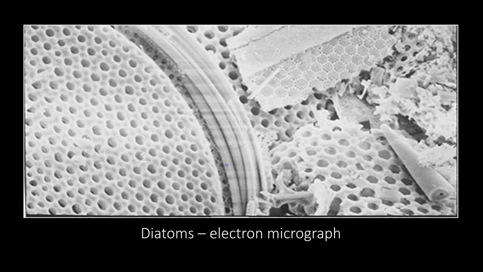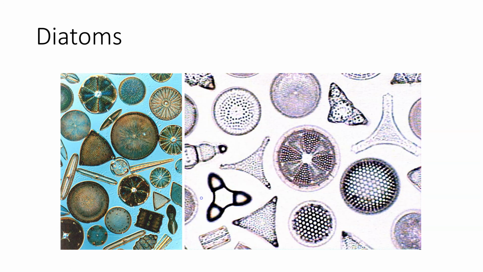Here is a look at the diatoms in an electron micrograph. So this is very, very small. So this is kind of what they look like. They are porous. Here's another look at the diatoms and some of the different shapes that you would see them in. So this is what's helping to produce the petroleum.